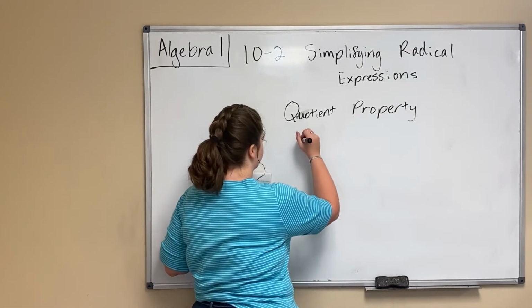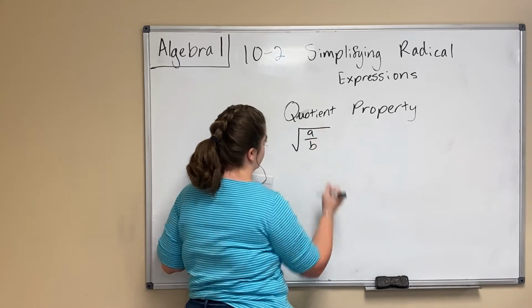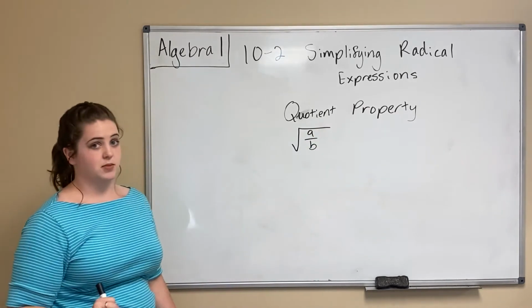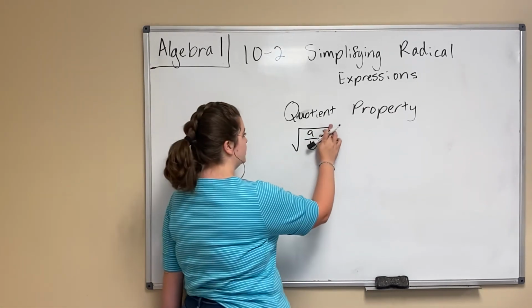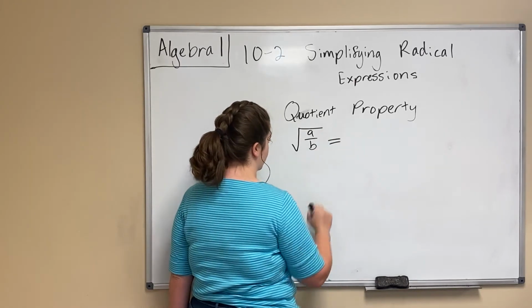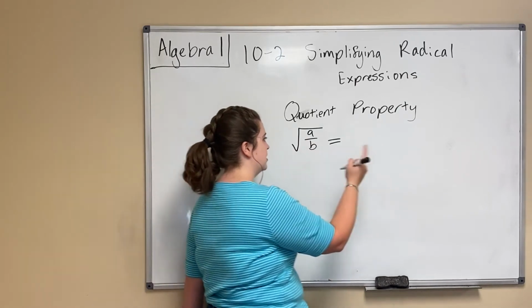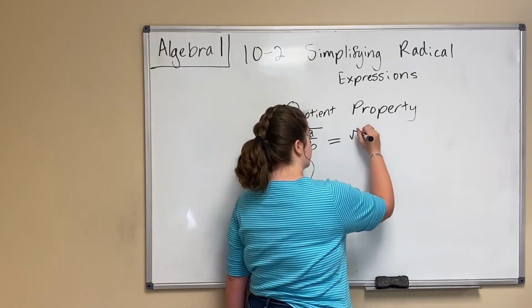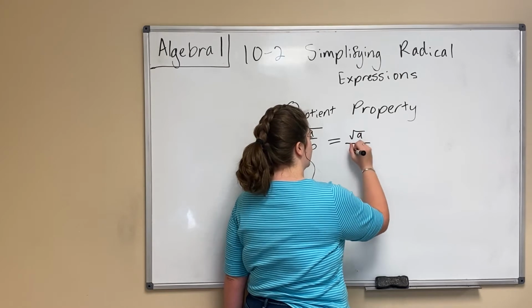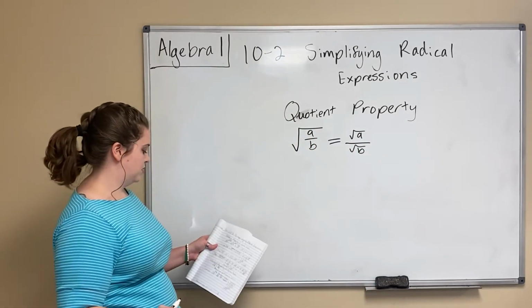So what happens if I have the square root of something being divided by something else? If that's the case, it's really similar to the product property in that the square root of a divided by b equals the square root of a divided by the square root of b. We can break it up just like we did with the multiplication.